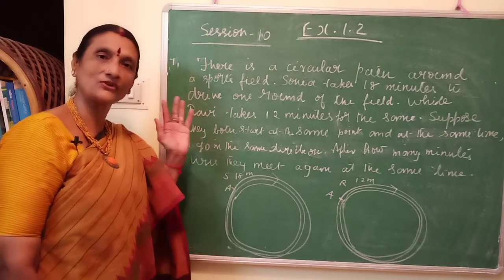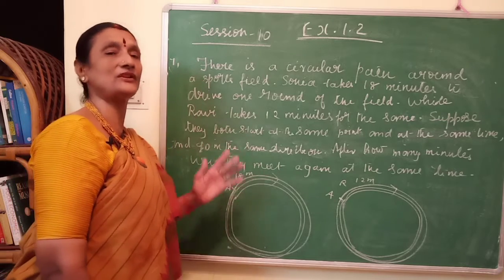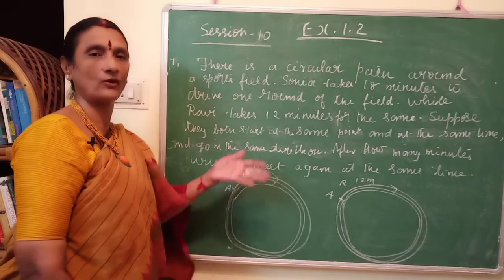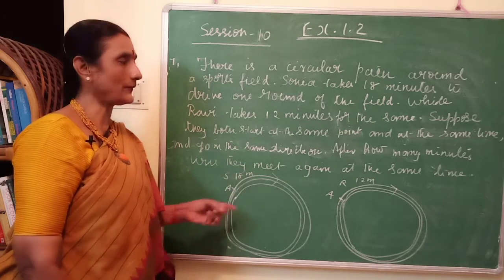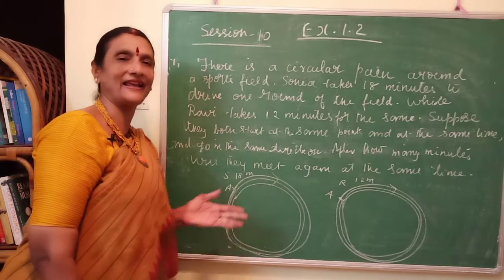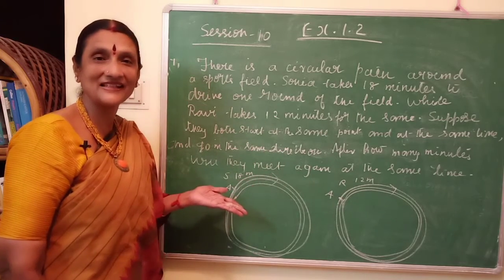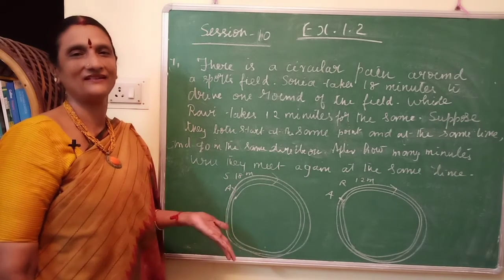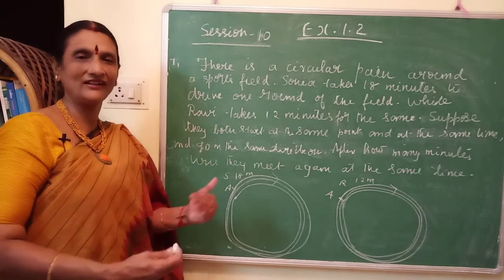Is it clear? You should understand the different speeds with which they run or cycle or whatever it is. They go round, and now the question is, when do they come to the starting point again? Obviously this is the LCM of the two numbers 18 and 12. Correct? So when will they come again?